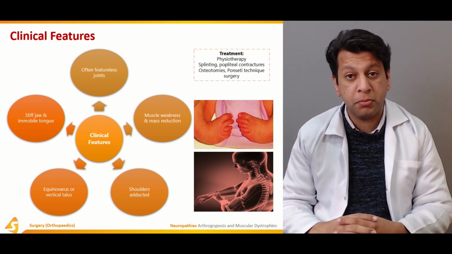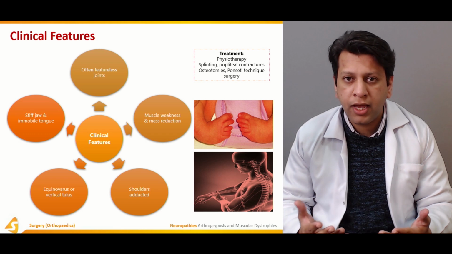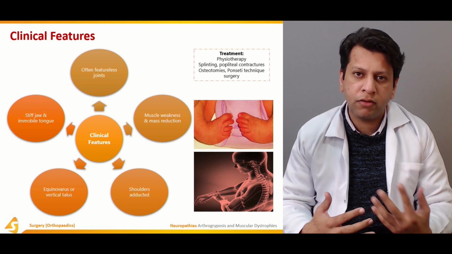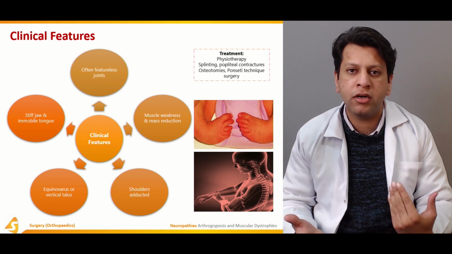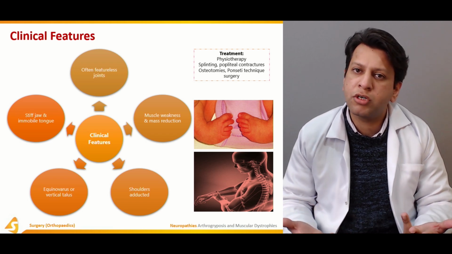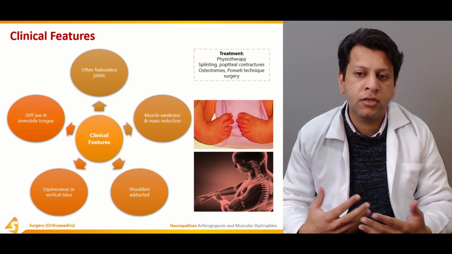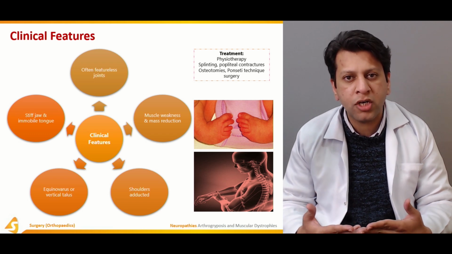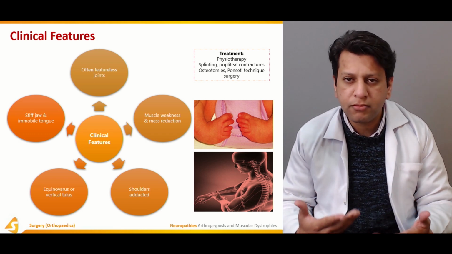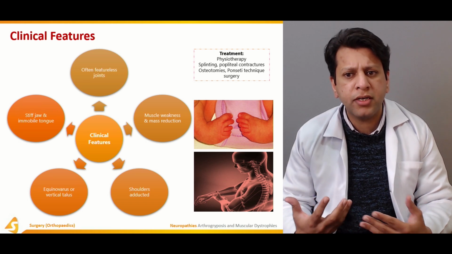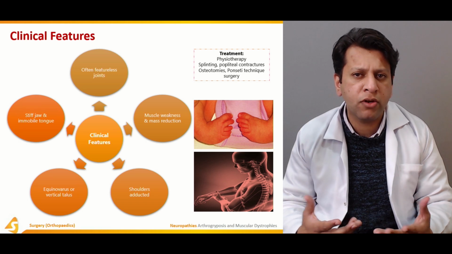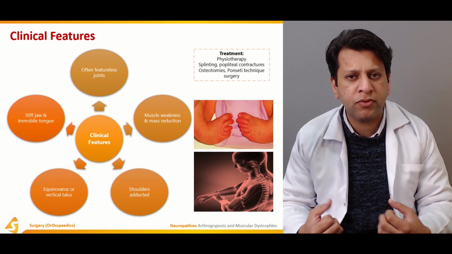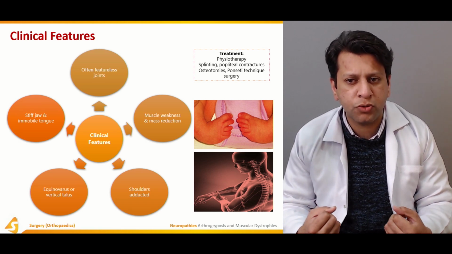Now coming to the treatment. As multiple joints are involved, and usually almost all areas of the body, it could be the pelvic girdle, the spine, the shoulder, or foot deformities as well. So usually the treatment initially starts with physiotherapy. Sometimes splintage has to be done if there is severe joint contraction. That may be helpful in relieving some of the muscle spasm and contractures over the joint.